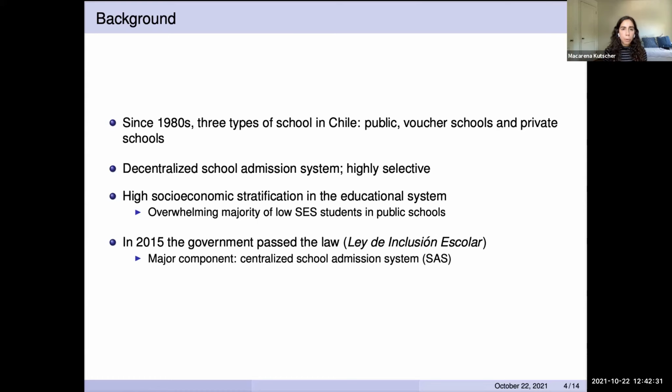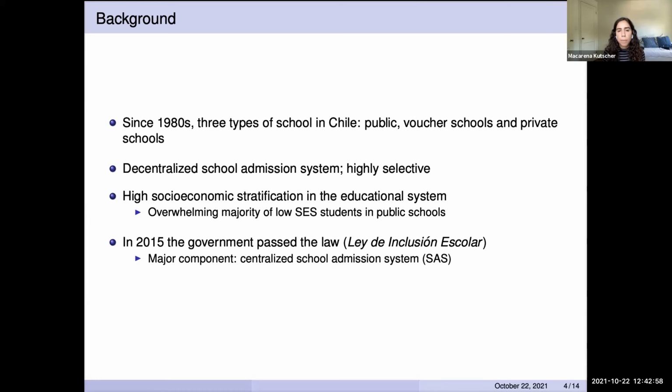So a little bit of background. There are three types of school in Chile: public schools, which are managed by local municipalities and financed by vouchers; voucher schools, that are privately managed but also financed by government vouchers; and private schools, for which the private sector provides both the funding and the administration.